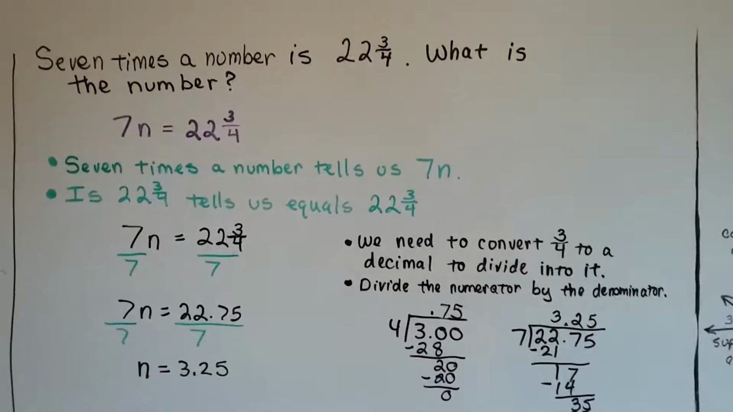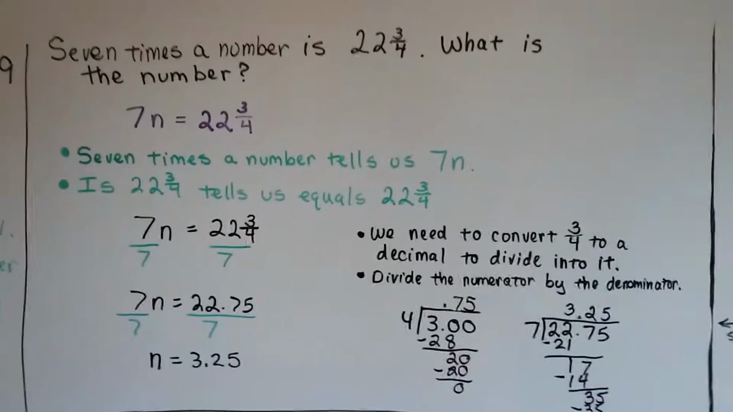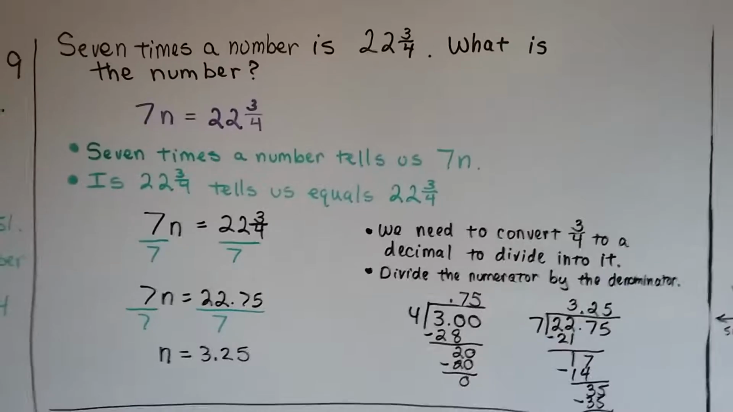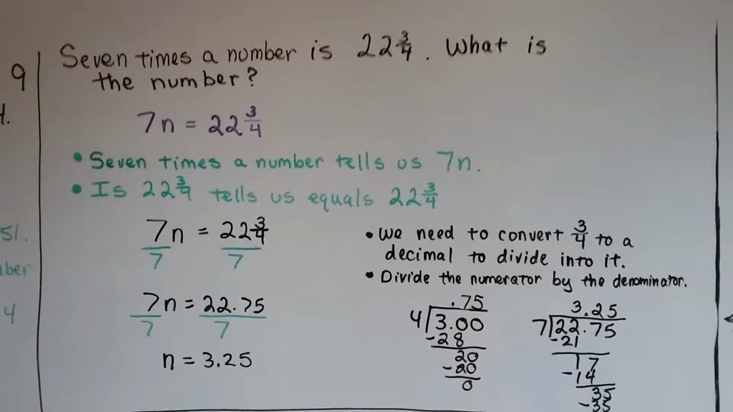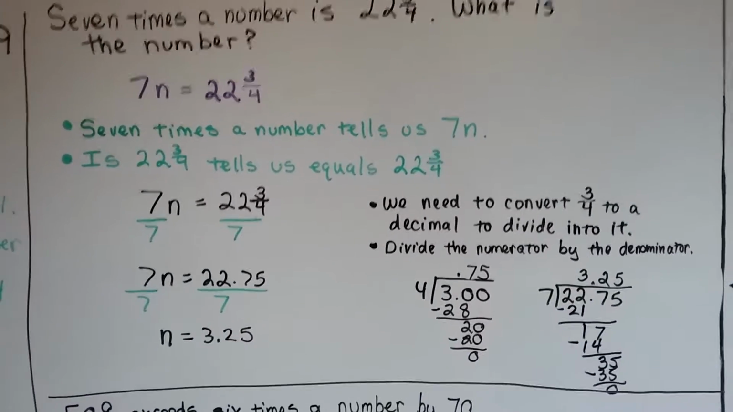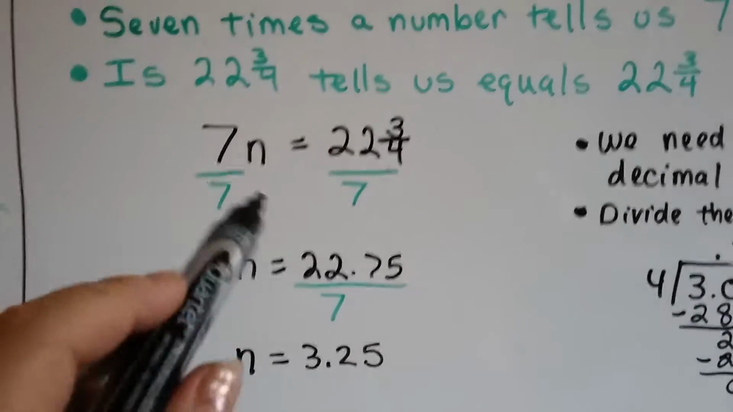7 times a number is 22 3/4. What is the number? 7n equals 22 3/4 is what I got. How did I get that? All right, in the green, 7 times a number tells us 7n. Is 22 3/4 tells us it equals 22 3/4. So I've got 7n equals 22 3/4 right here.